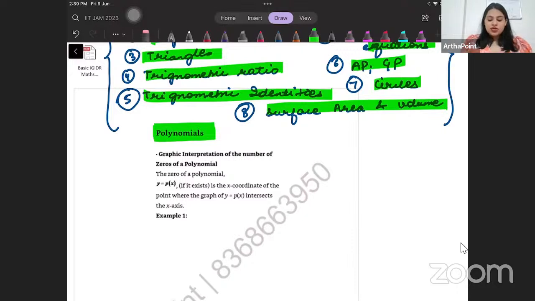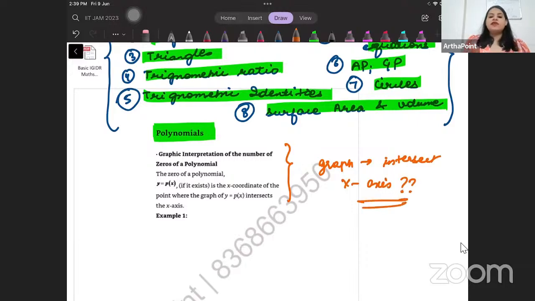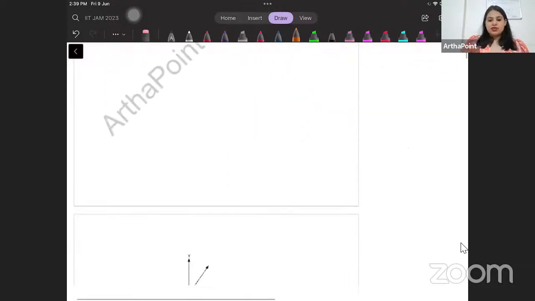Okay, beta. So first of all, let us try to understand what is the graphical interpretation of the number of zeros of a polynomial. The number of zeros of a polynomial basically means when does your graph intersect the x-axis? Let us take some examples for this.